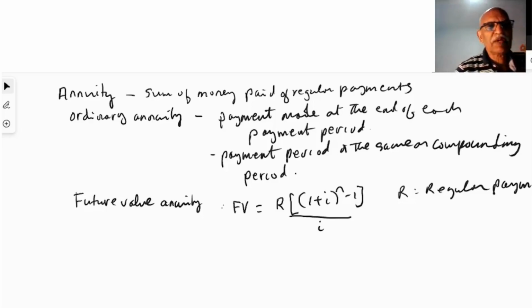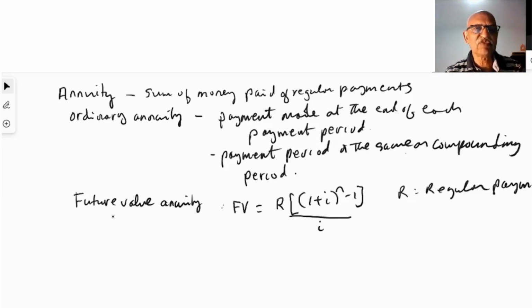Today's lesson is, after compound interest, we have the annuity, which is based on compound interest. So what's an annuity? An annuity is a sum of money paid in regular payments or withdrawn at regular times. We deal with ordinary annuity, which is payment made at the end of each payment period. In annuities, the payment period must be the same as the compounding period. As we have seen, we have different compounding periods: semi-annually, annually, monthly, quarterly, etc.